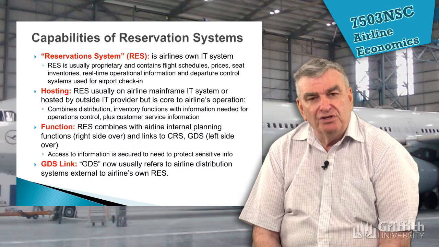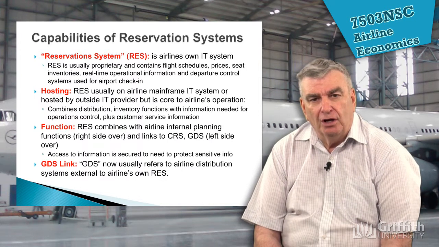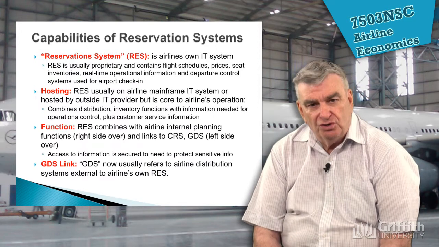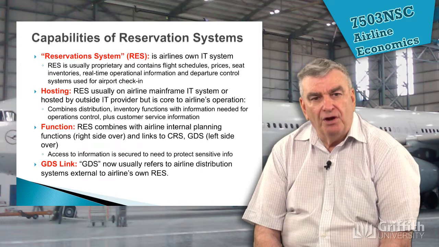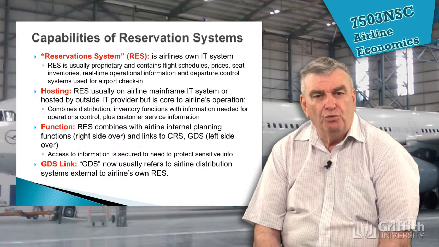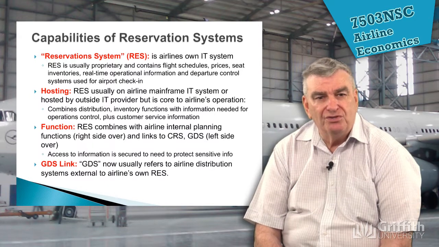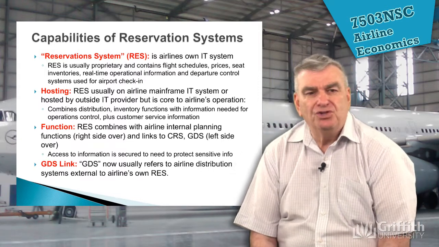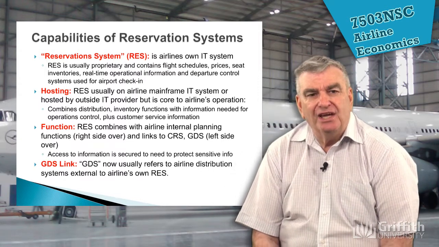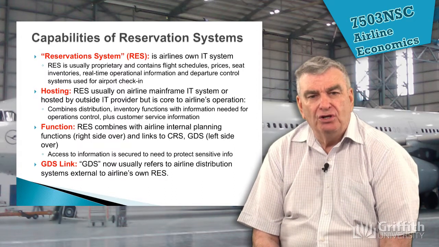If we look at these reservation systems, as we said, there are companies that provide these different global distribution systems which are used to take reservations. But the one thing is that the airlines have their own reservation systems called Res. And this is usually a proprietary system that contains the flight schedules, the prices, their seat inventory, real-time operational information, and so on. This contains the airline's own intellectual property. It is commercial in confidence.